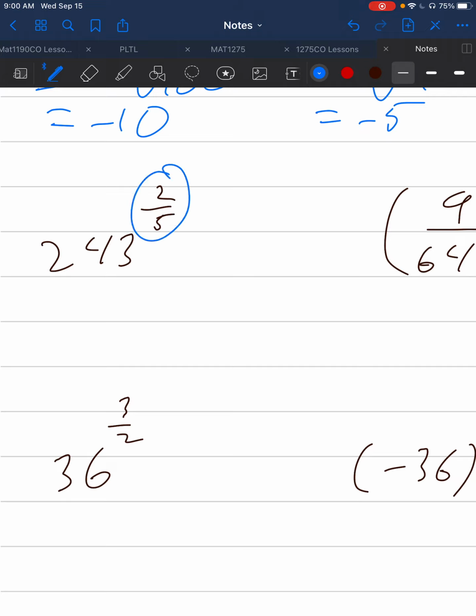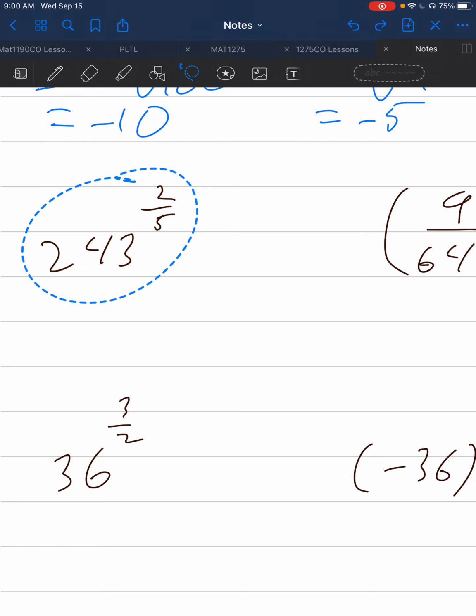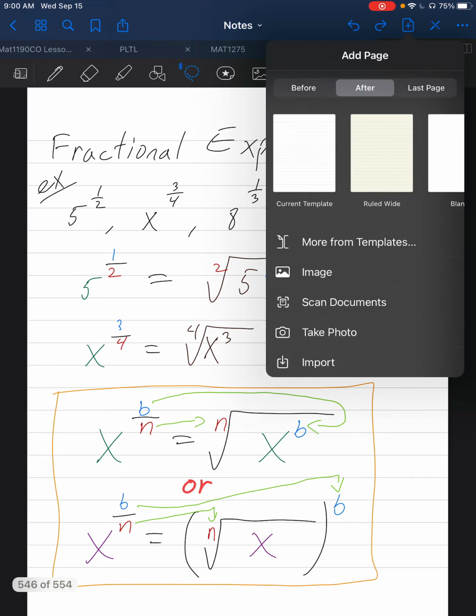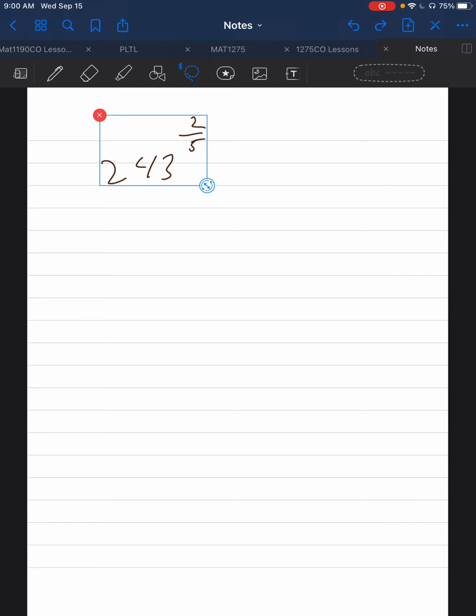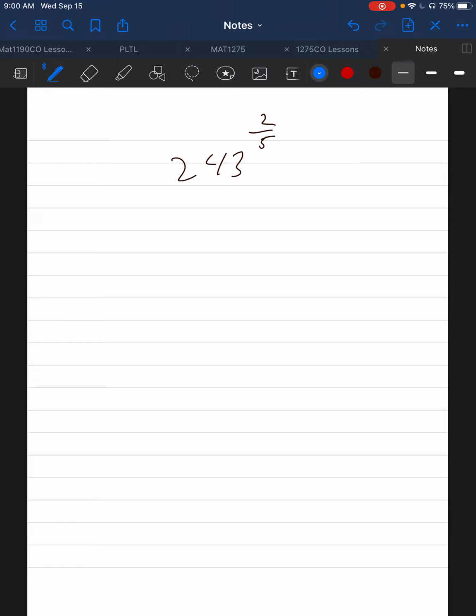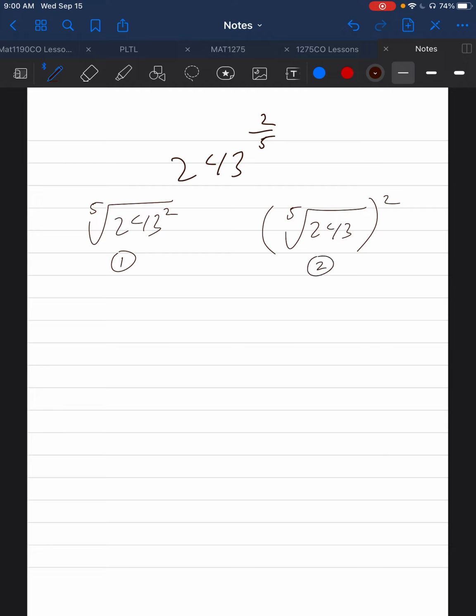So what about this? Let's take this to another page, actually. Because there's a couple ways to write this down. Remember those 2 ways I showed you how to write this down. One of them is we have the 5th root of 243 raised to the 2nd power. I'll call this number 1. Then we have the 5th root of 243, which is raised to the 2nd power outside. I'll call this scenario number 2.